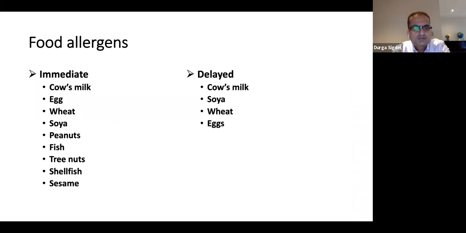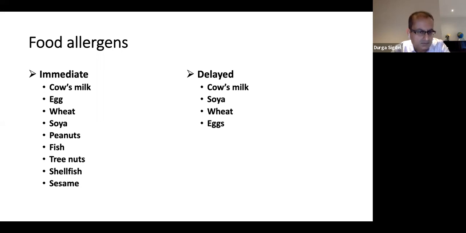What are the common food allergens? We say 4 main allergens or 6 main allergens. The most common food allergens in children are milk, egg, wheat, and soya. We call it the 4 main allergens. And sometimes we call it 6 main allergens, which extends to peanut and fish. So milk, egg, wheat, soya, nuts, and fish.